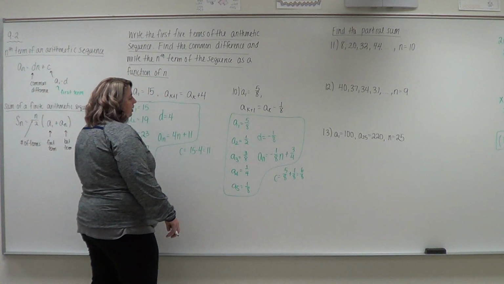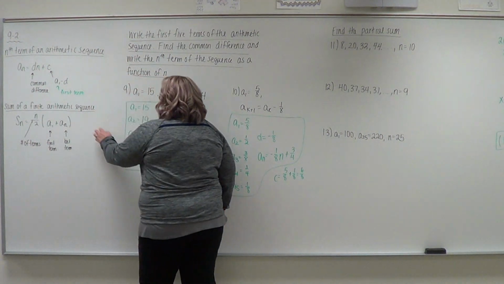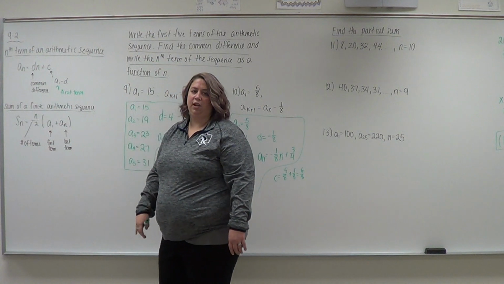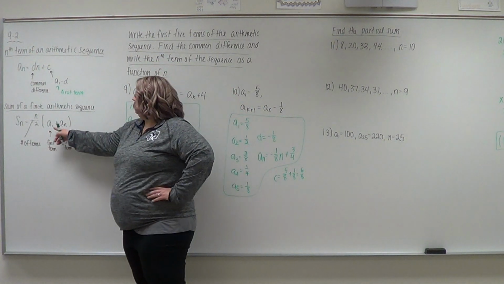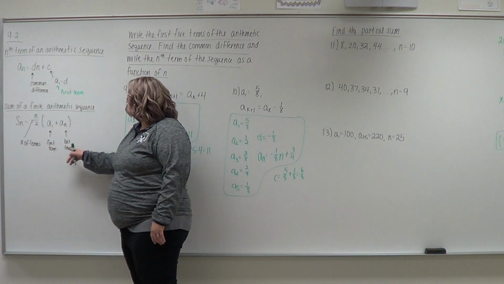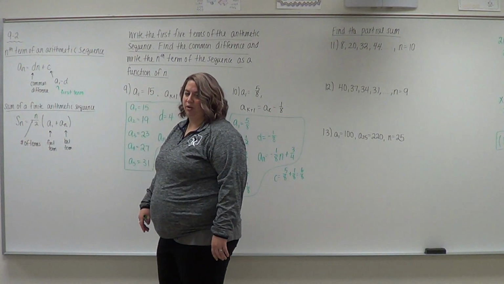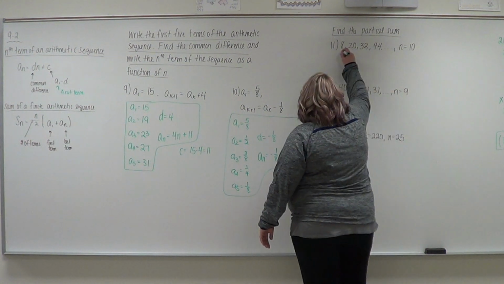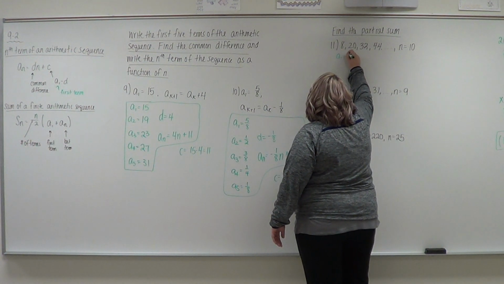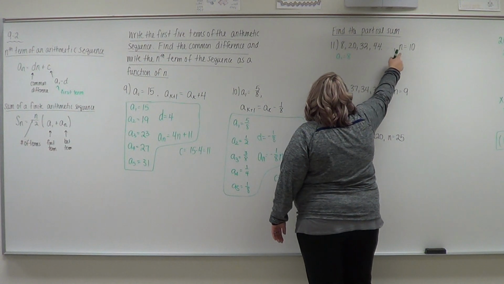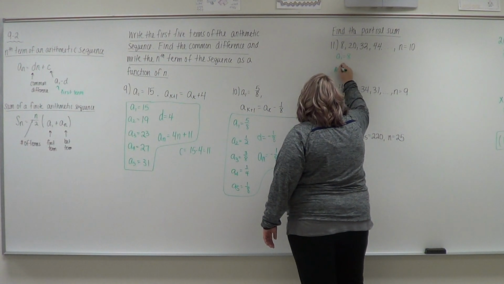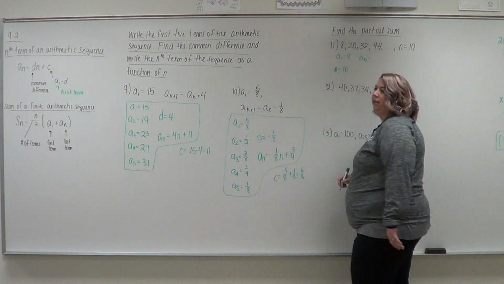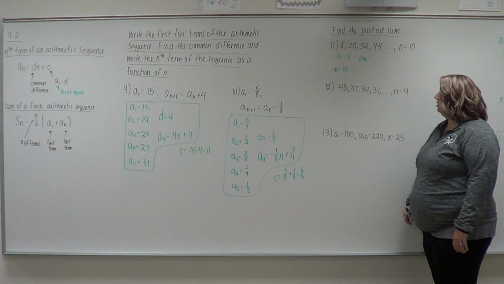Okay, last part, finding the sum. So this is where we're going to use this formula. I'm going to have to use this first one if we're not given everything that we need. So I need a1, which is my first term, a sub n, which is my last term, and I need to know how many terms there are. If I'm looking at number 11, I know my first term is 8, and I know I have 10 terms, but I don't know what a sub n is because it goes dot, dot, dot. It doesn't tell me what my last term is.